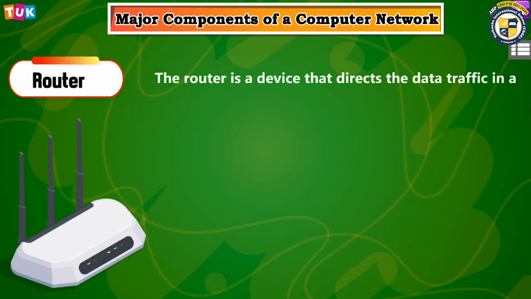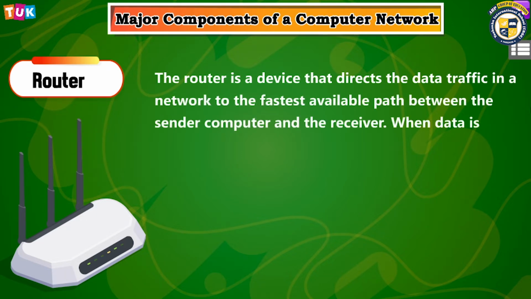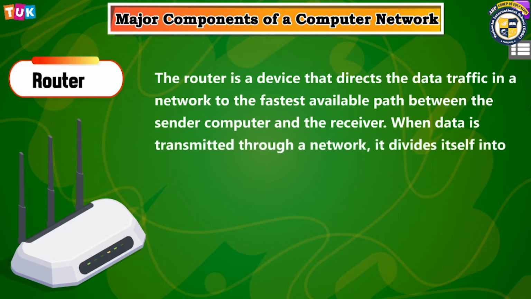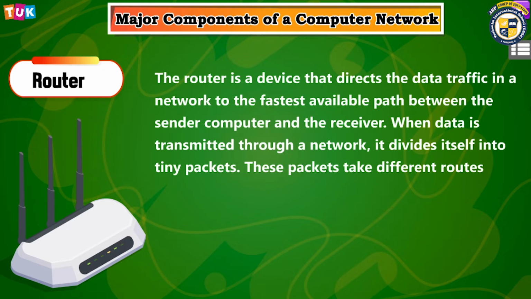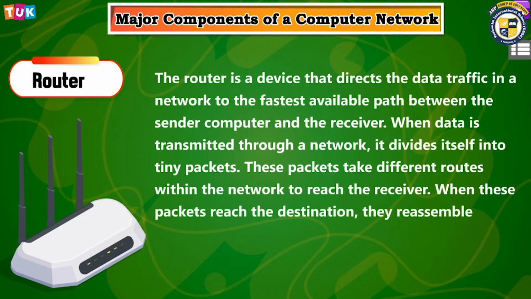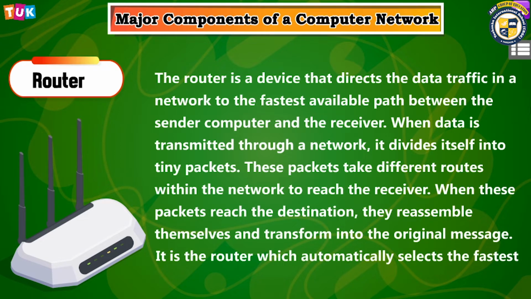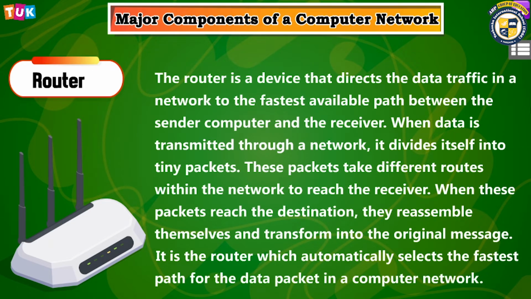Router. The router is a device that directs the data traffic in a network to the fastest available path between the sender computer and the receiver. When data is transmitted through a network, it divides itself into tiny packets. These packets take different routes within the network to reach the receiver. When these packets reach the destination, they reassemble themselves and transform into the original message. It is the router which automatically selects the fastest path for the data packet in a computer network.